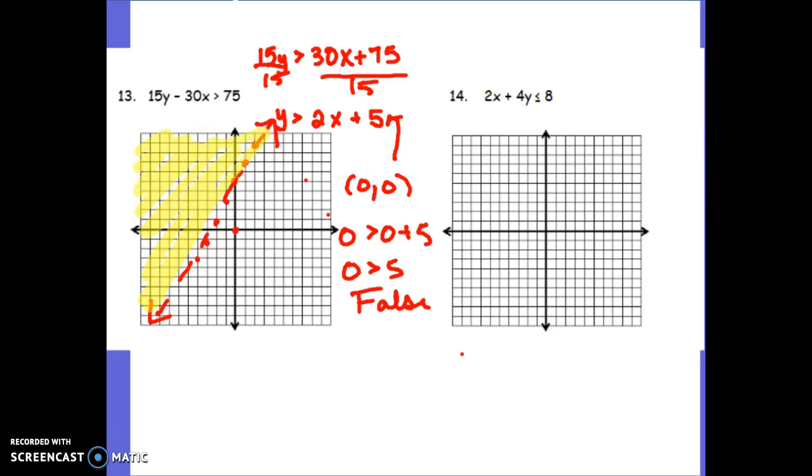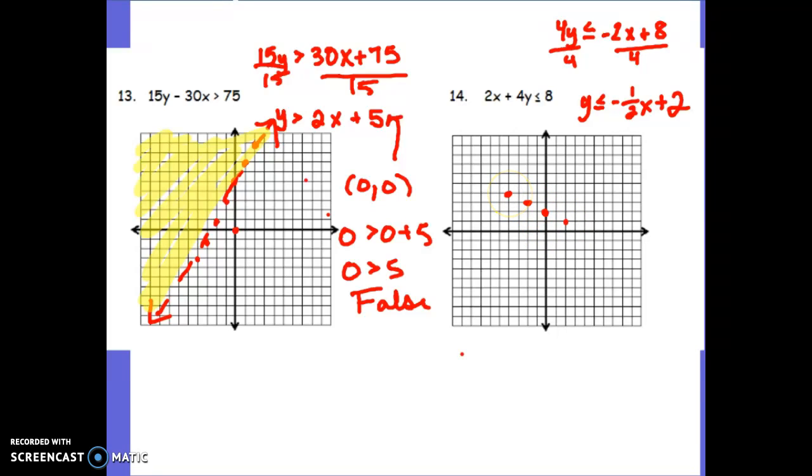All right, now number 14. Okay, we're going to solve for y. So 4y is less than or equal to negative 2x plus 8. And we're going to divide everything by 4. y is less than or equal to negative 1/2 x plus 2. So a y-intercept of 2. And our slope is negative 1/2. So go down 1 and over 2.